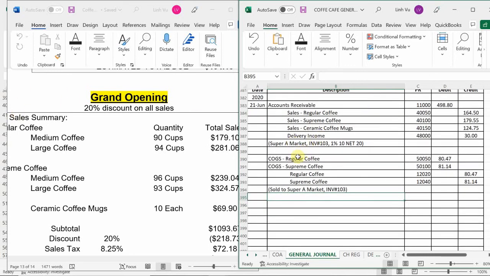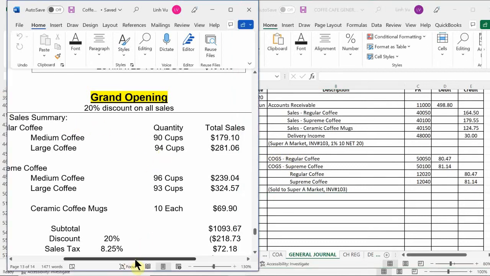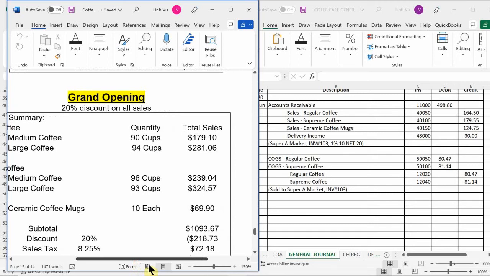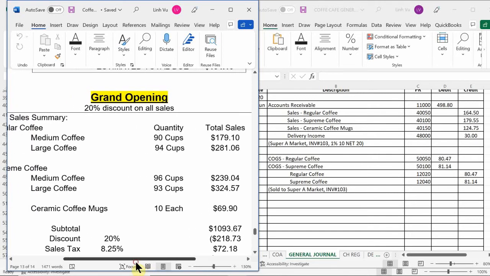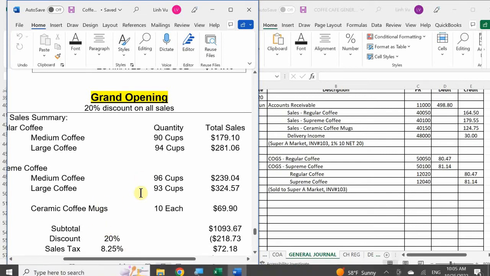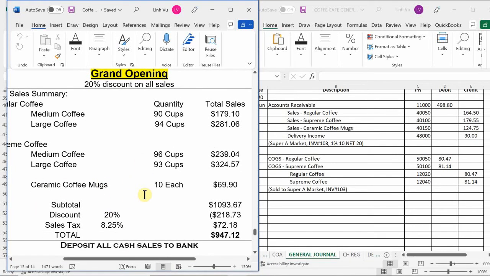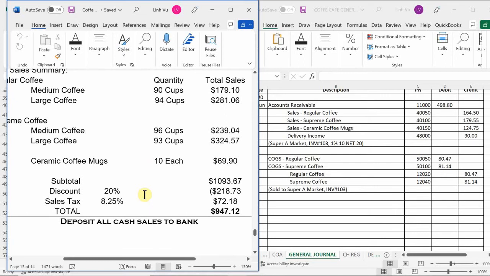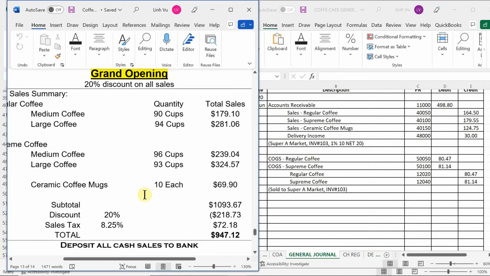Let's do the grand opening sales. Okay, so again, we sold 90 cups of the regular medium coffees, 94 of the large regular coffees, 96 of the medium supreme coffees, 93 of the large supreme coffees, 10 ceramic coffee mugs. We have a discount of 218.73 tax, and then we got cash sales of $947.12. So our sales are picking up because it is Friday.